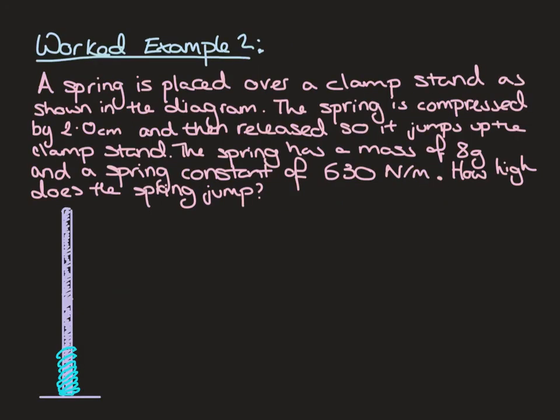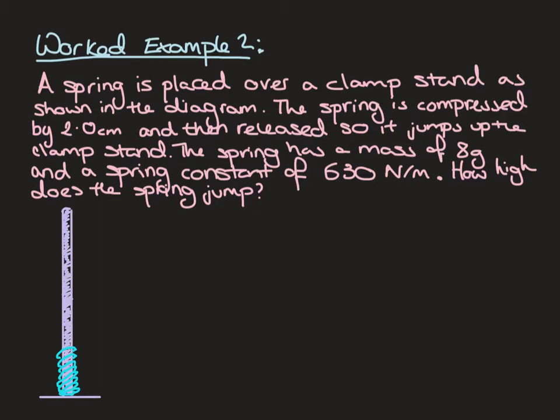Okay, in this situation, worked example number 2. A spring, which you can see here, is placed over a clamp stand, as shown in the diagram. The spring is compressed by 2 centimetres and then released, so it jumps up the clamp stand. The spring has a mass of 8 grams and a spring constant of 630 newtons per metre. How high does the spring jump? Let's have a little look.